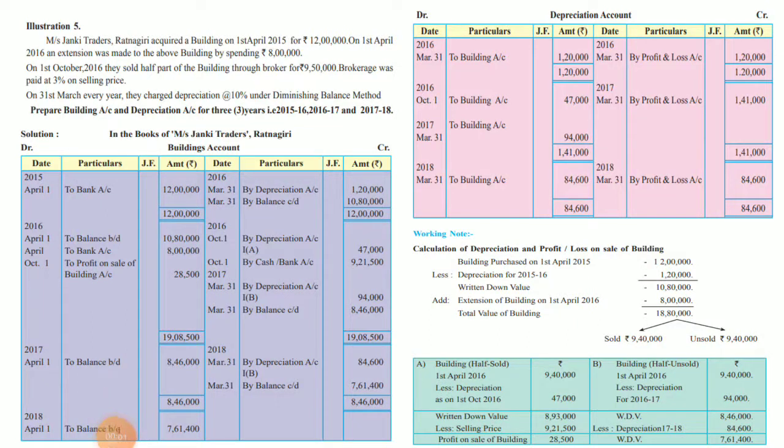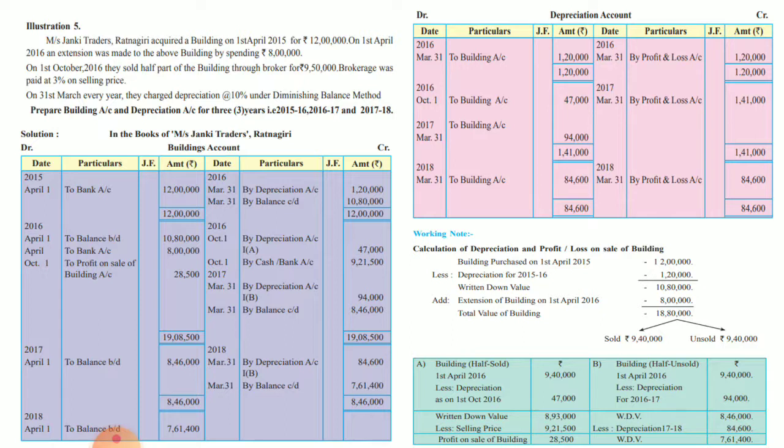Good morning, students. Today we are going to take one more problem on the diminishing balance method, which is also known as the reducing balance method or written down value method. Why? Because the depreciation is calculated on the written down value. It is not calculated on the original value. And how do we get the written down value? After deducting the depreciation for the previous year. Okay, so here's the problem.